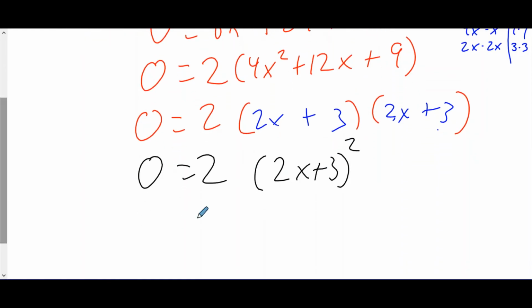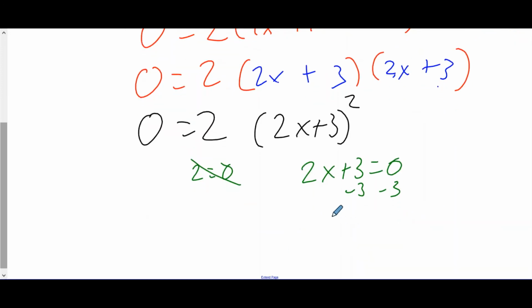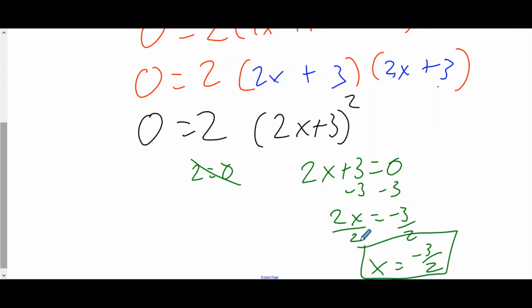So when I go to check my solutions by setting them equal to 0, again, I can say, when does 2 equal 0? It doesn't, so let's skip that. This one, it is the same binomial twice, so I don't have to check what the solution is twice. I just need to know, when does 2x plus 3 equal 0? Subtract 3 on both sides. 2x equals negative 3. Divide by 2. And the only solution to this one is negative 3/2.